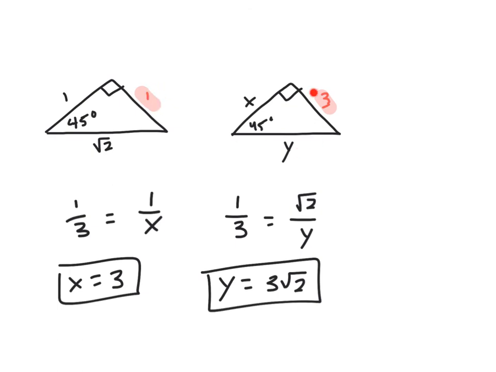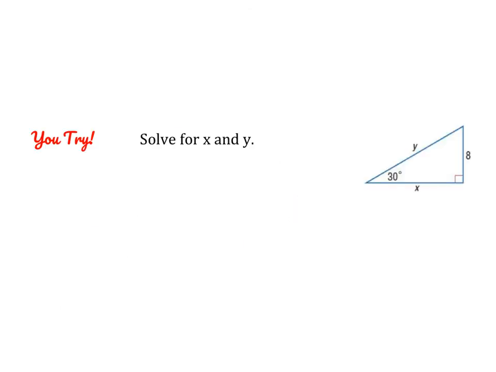So I matched up my corresponding sides. I know that this length of 1 goes with the length of 3. So I said 1 over 3 equals 1 over x. And then I also said 1 over 3 equals square root of 2 over y. And then I cross multiplied for both, and you get x equals 3 and y equals 3 times the square root of 2. Okay, here's the last problem. Go ahead and pause the video and try to find x and y here.